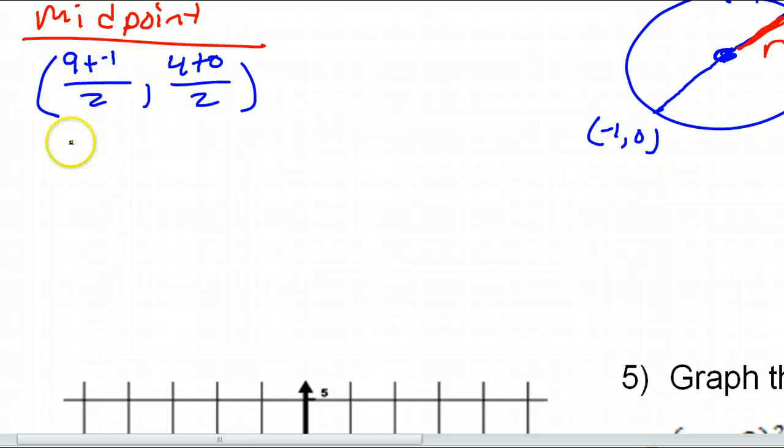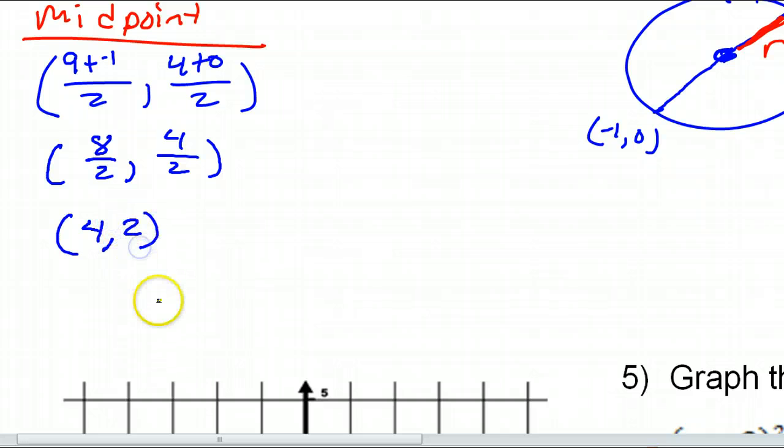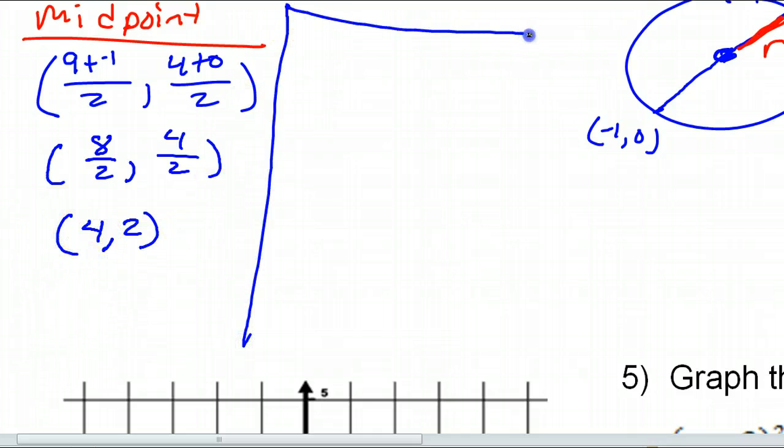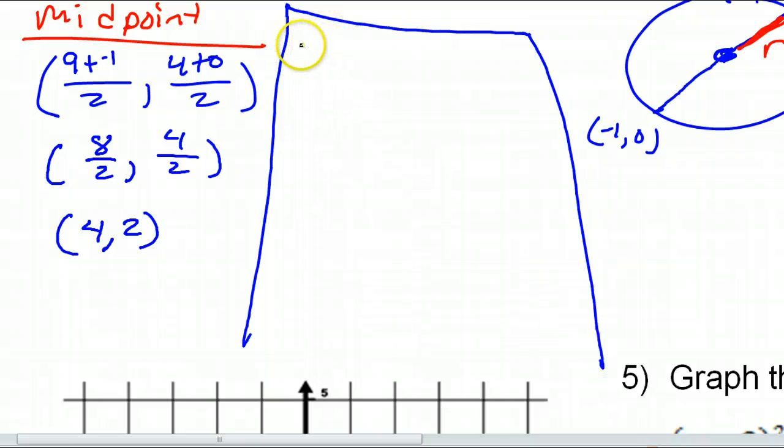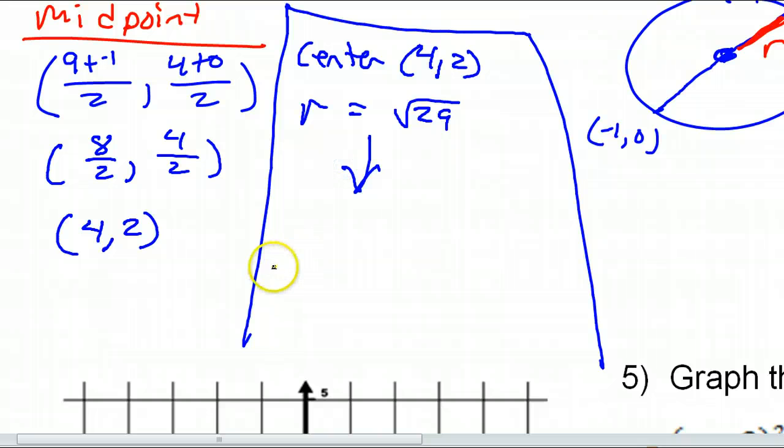Well, 9 plus negative 1 is just 8. And of course, this is just 4 over 2. So that midpoint is going to be 4, 2. All right? So I've got my midpoint. So in summary, putting together what we collected, we know that the center is 4, 2, because that was the midpoint. We know that the radius is radical 29. Using that information, we should be able to now write the equation of the circle.